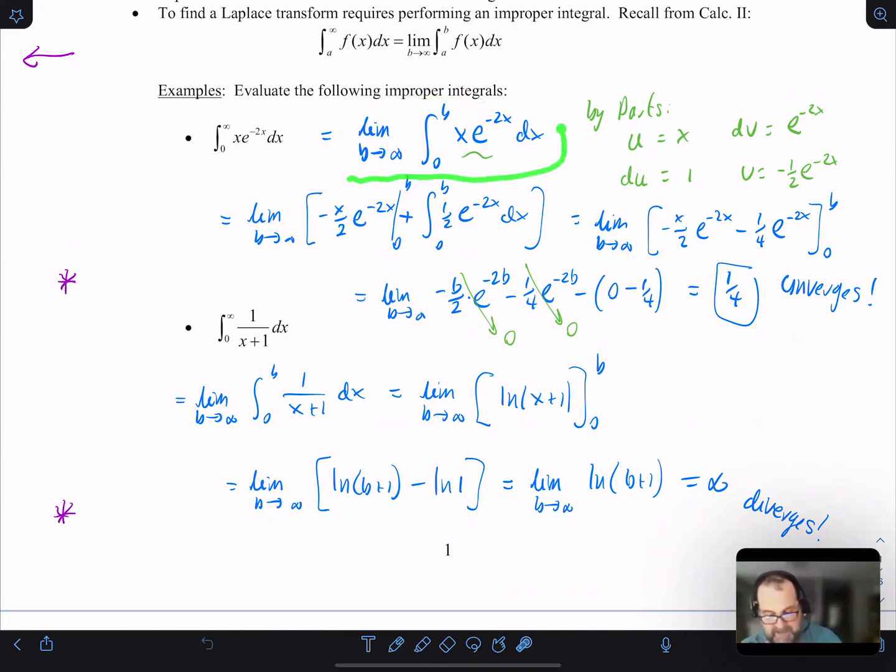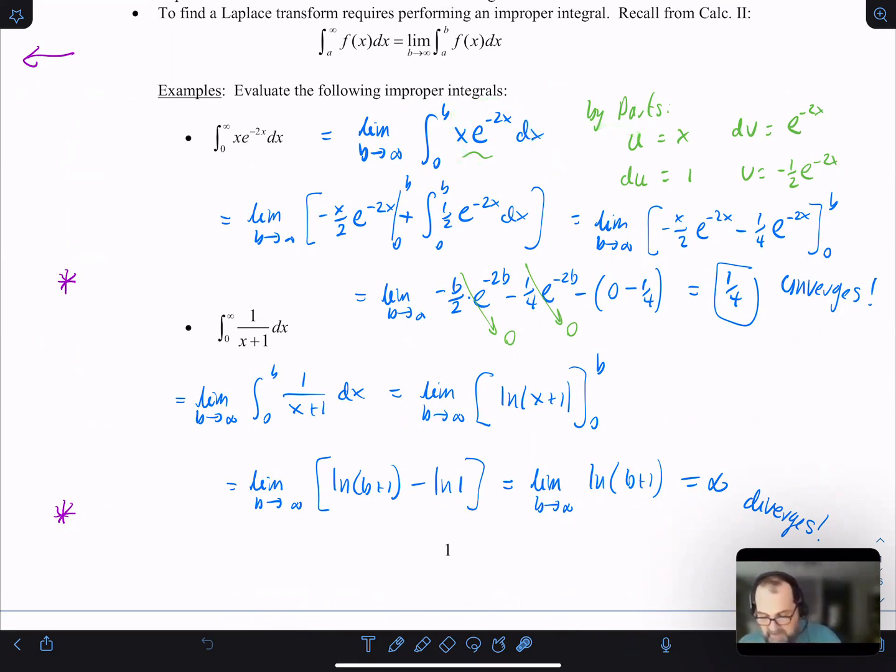There is a tendency for students to want to forget about the limit itself, or at least in their work, they don't write limit, but this needs to be written as a limit. So I set this up as a definite integral from 0 to b, and then a limit as b goes to infinity. So you would have to evaluate this definite integral by parts. So this is a by parts situation.